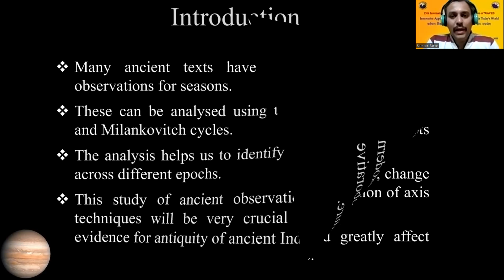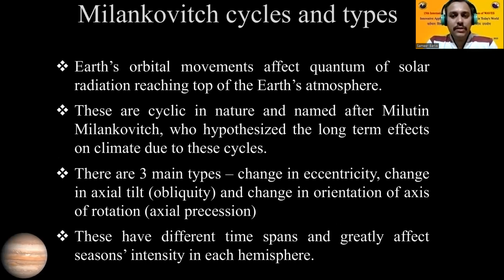So moving on to the Milankovitch cycles and the types, actually Earth's orbital movements affect quantum of solar radiation reaching top of the atmosphere, and depending upon that, there are different types of those cycles, because these cycles are related to different properties of the Earth, and they are named after a scientist called Milutin Milankovitch, who had hypothesized these long-term effects by analyzing these cycles in great detail.